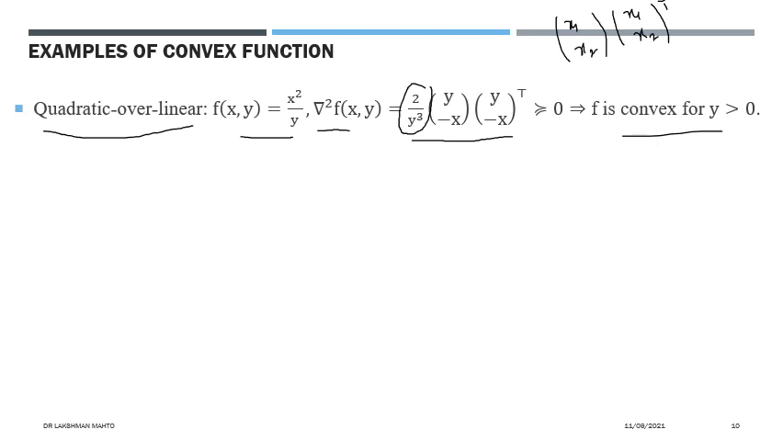This will have a positive sign when we put a condition that y is positive. We can't take y equal to 0, otherwise it will be undefined. So here y must be greater than 0. For y greater than 0, this Hessian would always be positive, and hence positive semi-definite, and hence we can say that the corresponding function, quadratic over linear, would always be a convex function for y greater than 0.